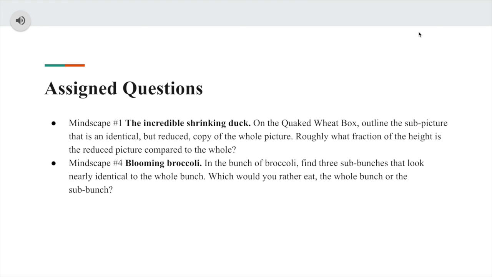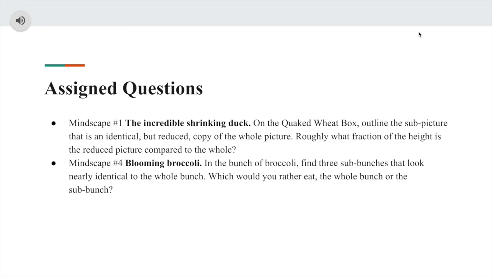The two problems that I have chosen to demonstrate from this section are fairly easy for most to understand. The concept itself pertains to seeing a smaller image inside of a bigger one. First, I chose to solve the incredible shrinking duck. Here's the question. On the quacked wheat box, outline the sub-picture that is an identical, but reduced copy of the whole picture. Roughly, what fraction of the height is the reduced picture compared to the whole?